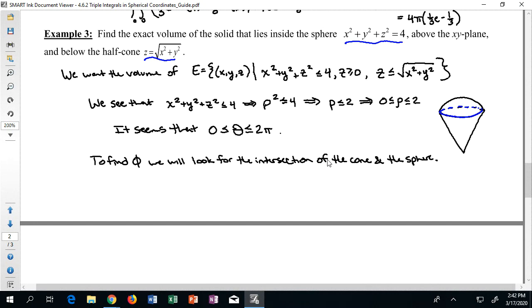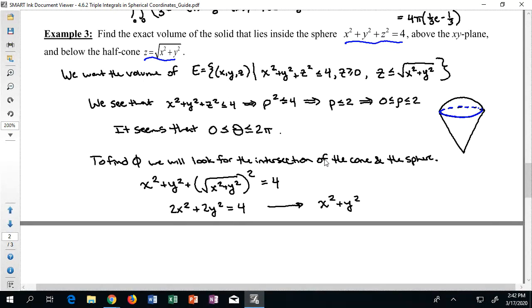Well, you would set them equal most of the time, or you would do substitutions, which here is super easy to do. Notice that we have x squared plus y squared plus z squared is equal to 4. But if z squared is the same as the square root of x squared plus y squared, then we can start to solve for what this thing is. Notice we're going to end up with, in total, 2x squared plus 2y squared is equal to 4. And that's going to give me this blue intersection of x squared plus y squared is equal to 2. So that up there is a circle with radius 2.